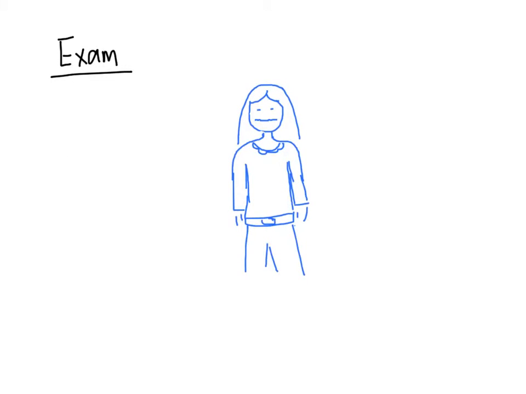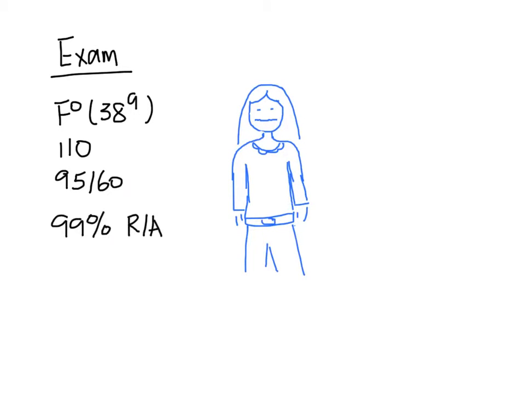On examination, she has a fever. Her heart rate is 110. Blood pressure is 95/60. Oxygen saturation is 99% in room air. She looks uncomfortable. When you examine her, she points to her posterior neck as being tender, and it was difficult for her to flex her neck.